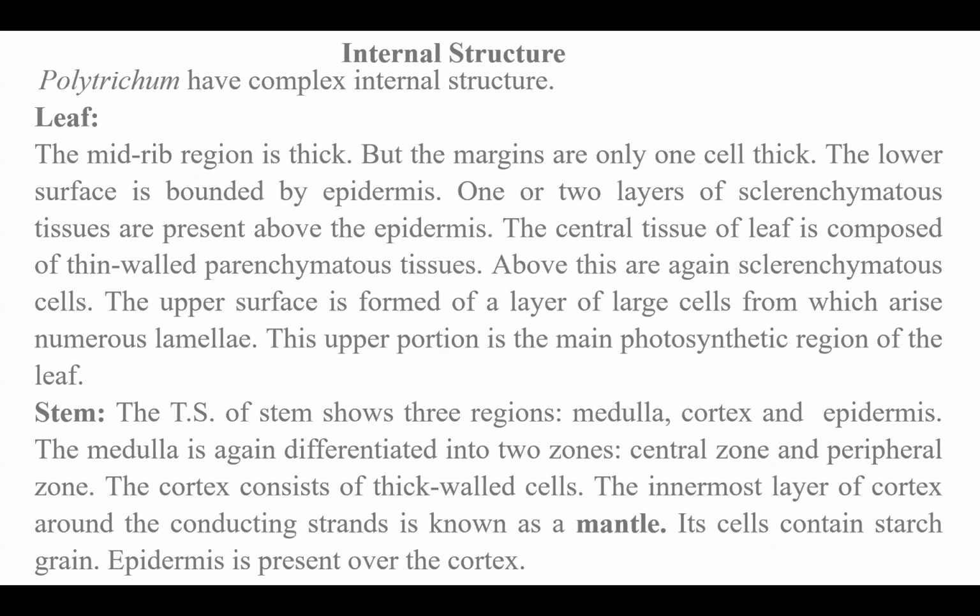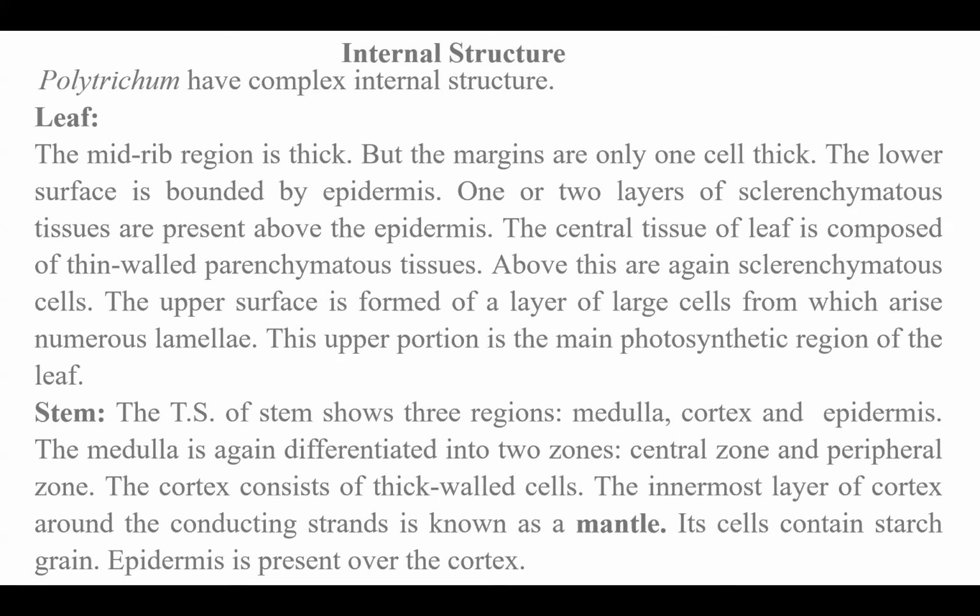Here you're seeing the external structure. Once we go through that external structure, then we'll go to the anatomy. Here you're seeing the midrib region is thick. At the midrib region it is thick, but toward the margin it will be thin. These leaves cover the stem up to a certain extent, so a sheathing leaf base like structure is seen here. The margins are only 1 cell thick.